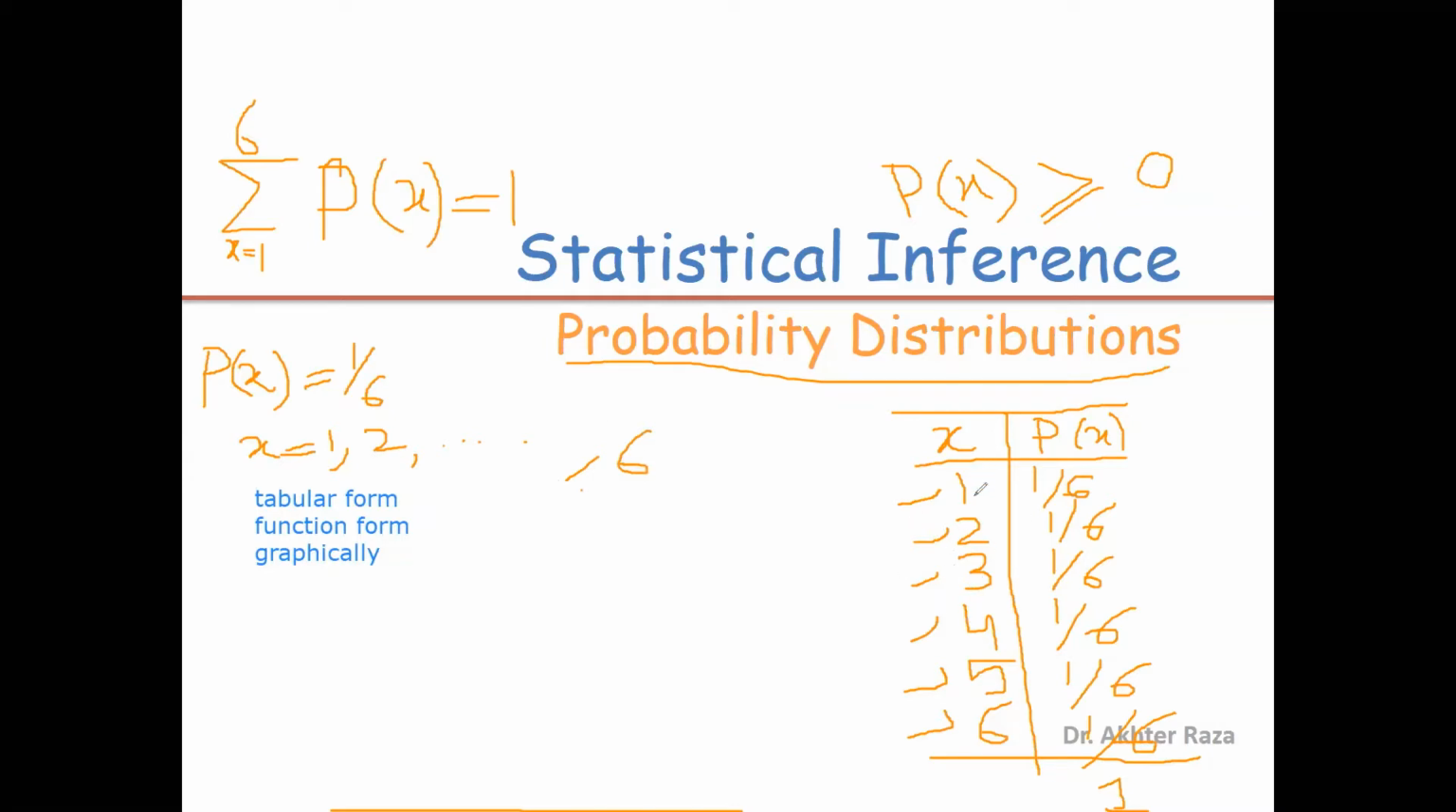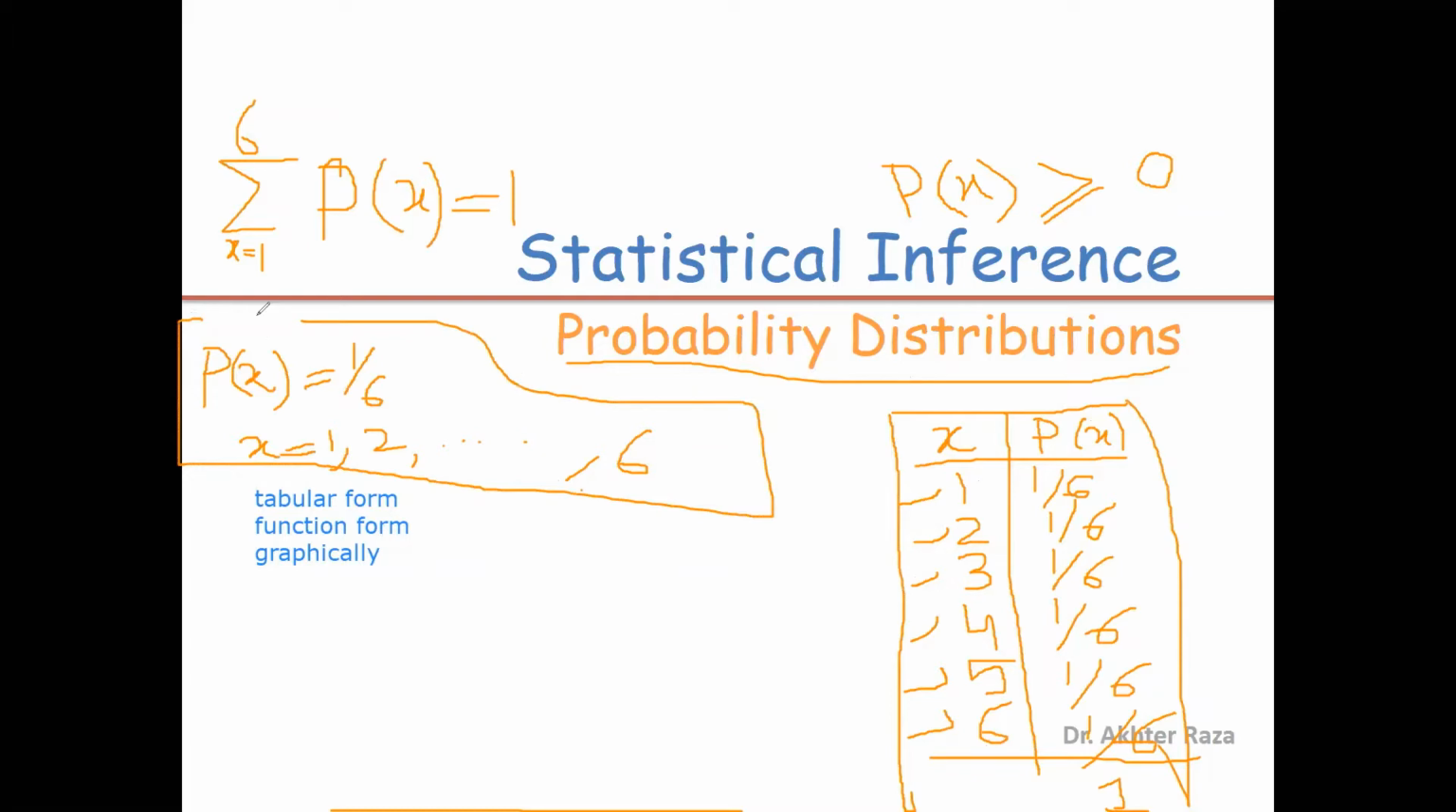This is the distribution when a fair die is rolled once. If a fair die is rolled once, we have 1, 2, 3, 4, 5, 6. Any of these 6 digits can appear randomly with equal probabilities. So this is the tabular form of this distribution, and this is the functional form of the distribution, the same distribution.